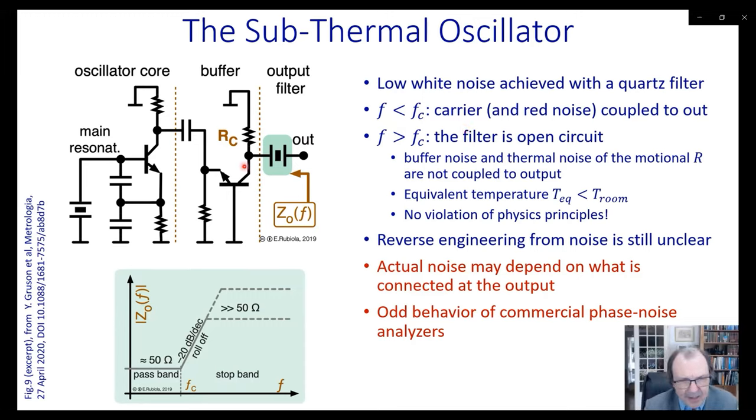the carrier is coupled from buffer to output, and also the noise of all these things goes to the output, and nothing goes wrong. But for the Fourier frequency higher than this cutoff frequency, so outside the bandwidth of this filter, this filter is basically open circuit. This means that the noise of the buffer cannot reach the output, and even the thermal noise of the motional resistance of this resonator cannot reach the output. There is no violation of basic physics, but impedance matching is something weird around the carrier.